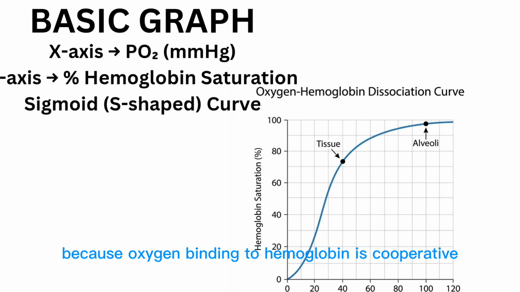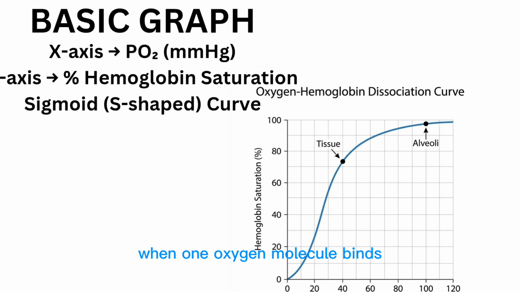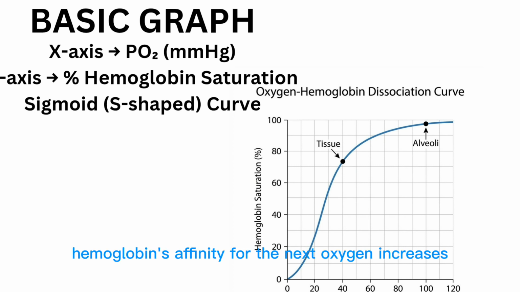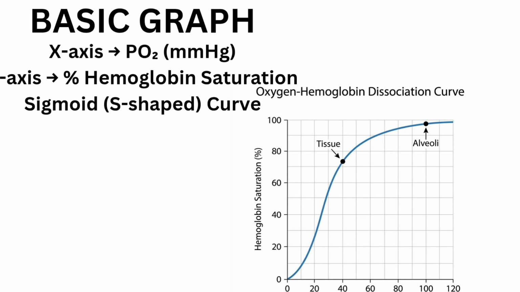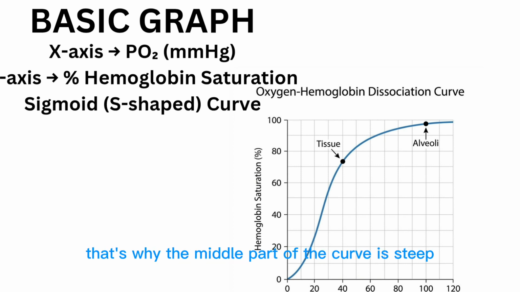Why? Because oxygen binding to hemoglobin is cooperative. When one oxygen molecule binds, hemoglobin's affinity for the next oxygen increases. This is called positive cooperativity. That's why the middle part of the curve is steep.